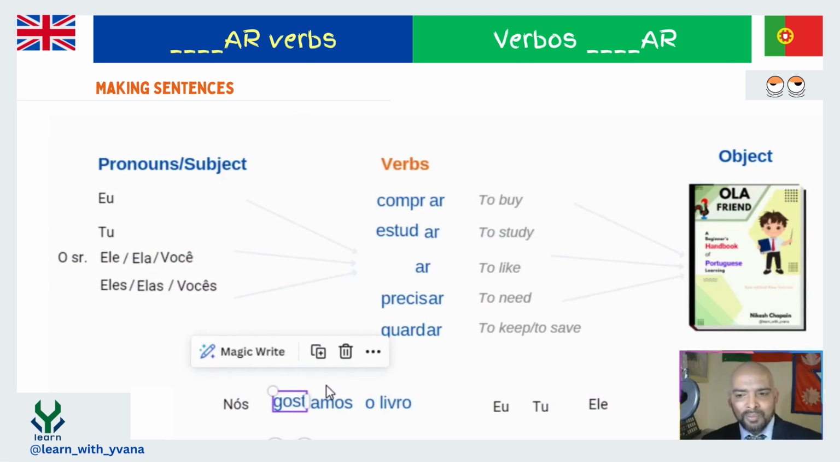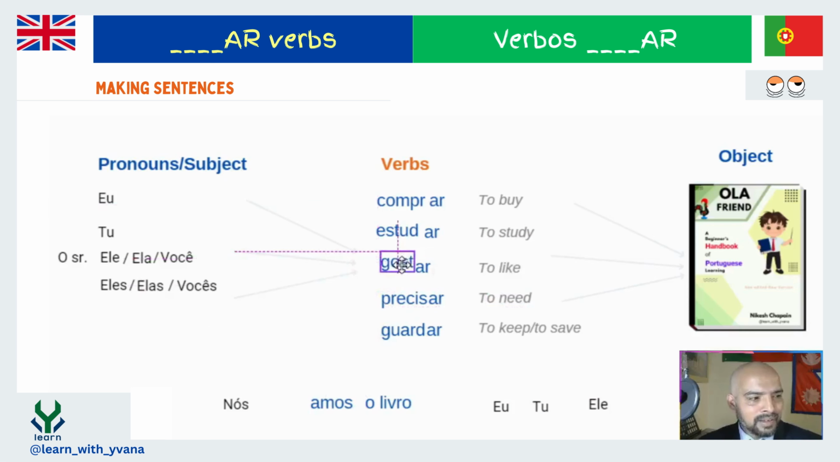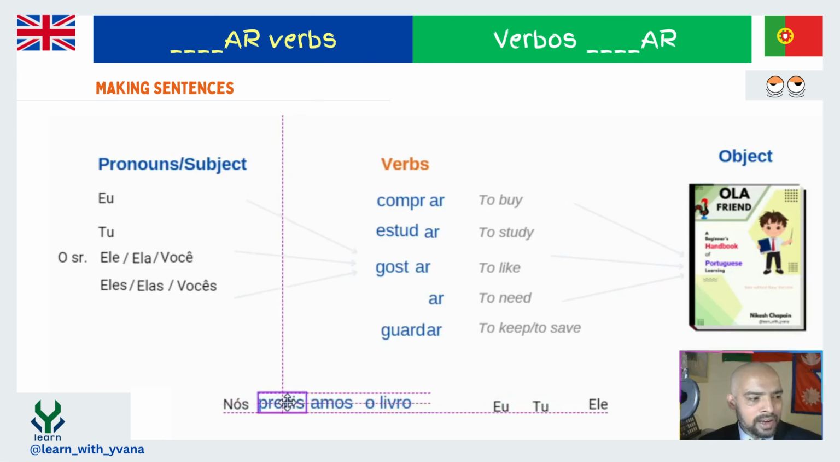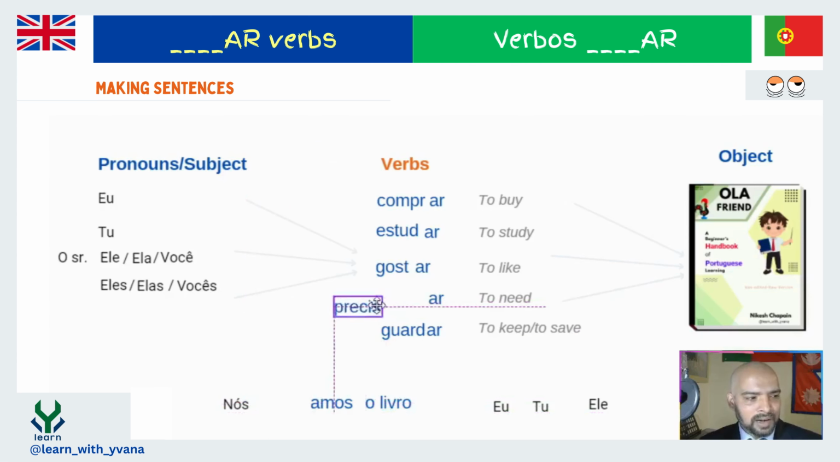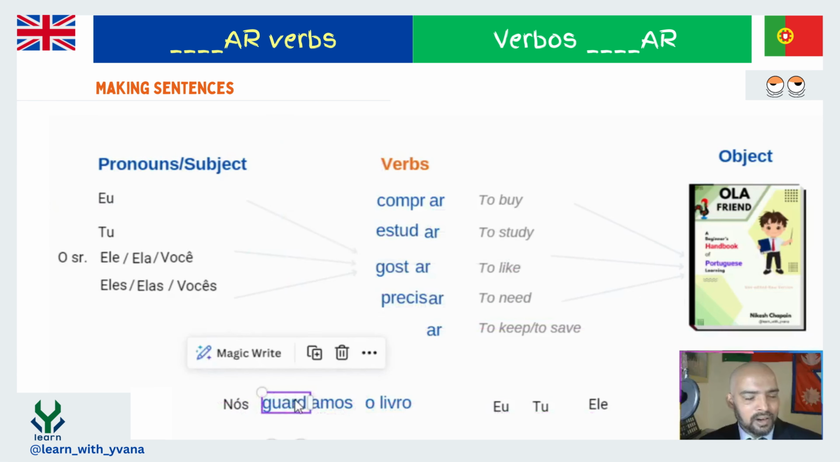We like the book. Right? So if you want to say that we need the book, then you just put here this verb and you say we need the book. Right? So if you want to say I want to store, I want to keep this book, you say we, then you say nós guardamos o livro. We save this book or we keep this book, right?